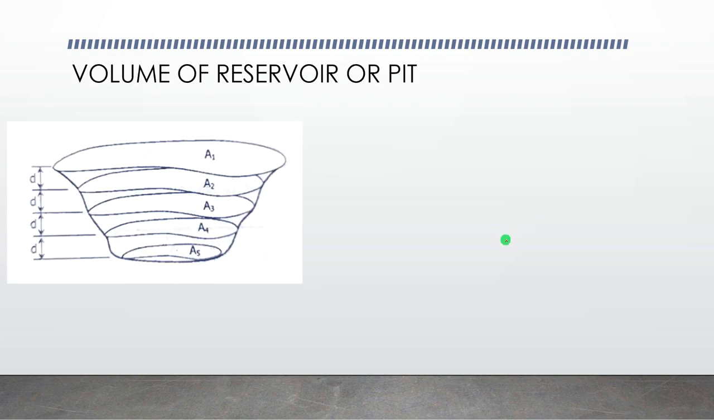Okay. For the volume of a reservoir pit, this solution is somewhat similar to the solution in determining the cross-sectional area by end area and the Simpson's one-third rule, but here we're concerned with the volume. Just like in the trapezoidal rule and Simpson's one-third rule, we make strips of volume at equal distances between those depths.